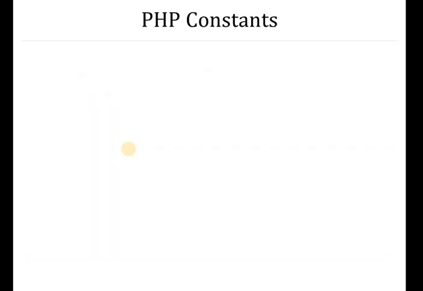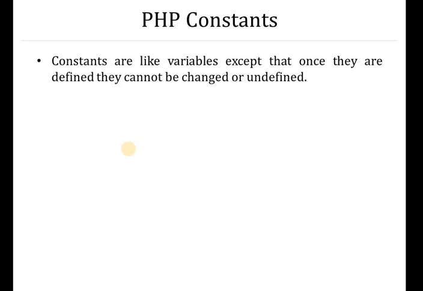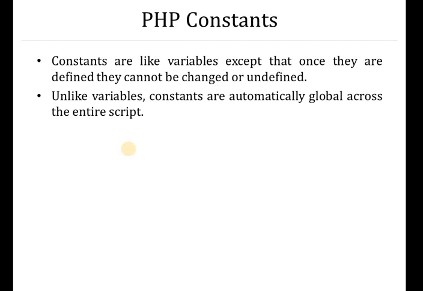Now after that, let's see PHP constants. Constants are like variables, except that once they are defined, they cannot be changed or undefined after their declaration. Unlike variables, constants are automatically global across the entire script. To create a constant, use the define function.